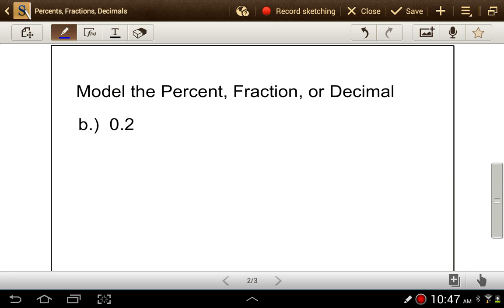Okay, in the next section, I want you to draw the model for the percent, fraction, or decimal here. So we're going to draw the model for this one. So 0.2. So I'm going to make my 10 by 10 grid.